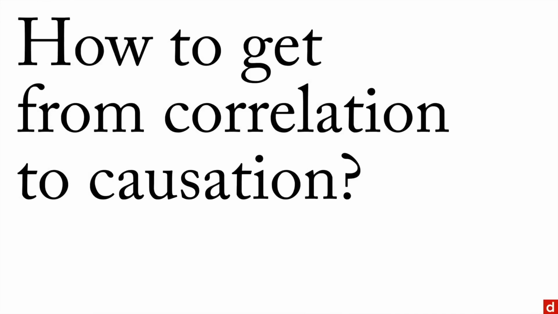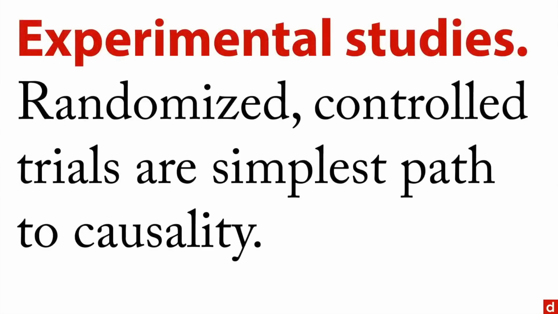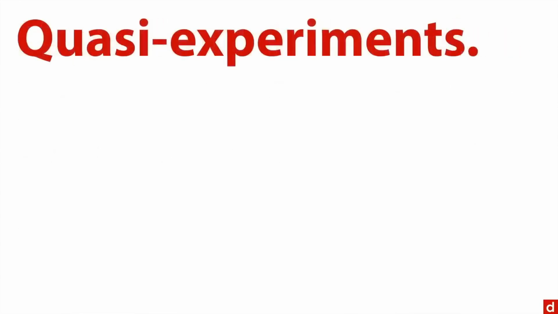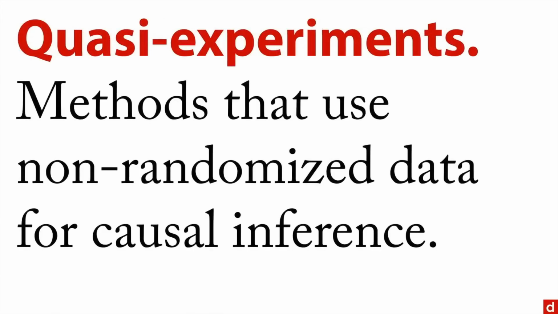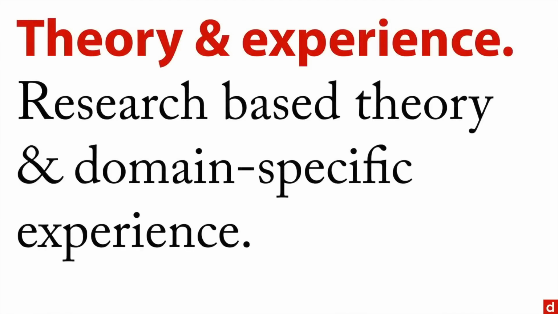Well, there's a few ways to do that. One is experimental studies. These are randomized controlled trials. Now, that's theoretically the simplest path to causality, but it can be really tricky in the real world. There are quasi-experiments, and these are methods, a whole collection of methods, that use non-randomized data, usually observational data, adjusted in particular ways to get an estimate of causal inference. Or there's the theory and experience, and this is research-based theory and domain-specific experience. And this is where you actually get to rely on your client's information. They can help you interpret the information, especially if they have greater domain expertise than you do.